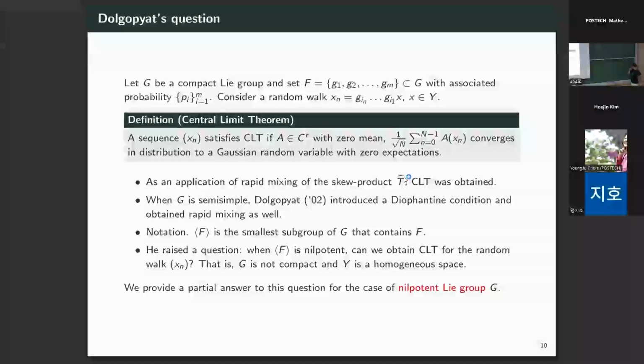So in the case of semi-simple, they could obtain some models. I don't know how to explain, but in the sense of random walk, they define some geometric-style Diophantine condition. It is possible to define one in the case of semi-simple groups. But their technology couldn't be applied in the nilpotent case. Actually, I will explain why it doesn't work, because it really depends on the structure of the group.